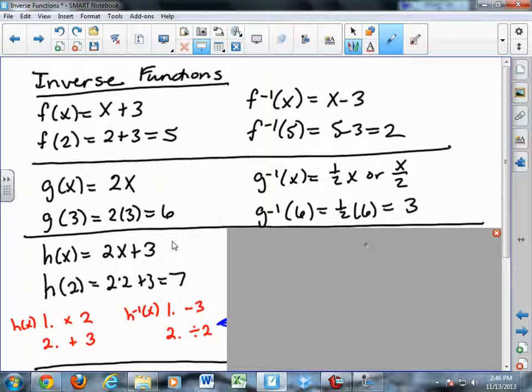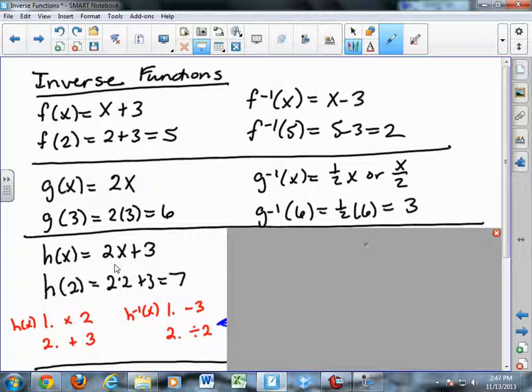Many of you probably put x over 2 minus 3 as your inverse function. But if you put 7 into that, it doesn't get you back to 2. It's not correct. Why is it not correct? Well, we need to think about the order in which the operations are done as well.